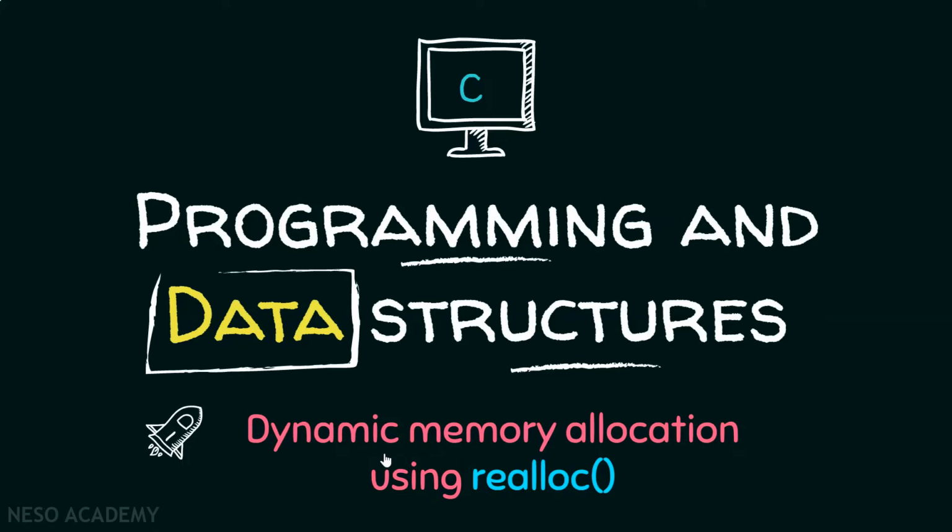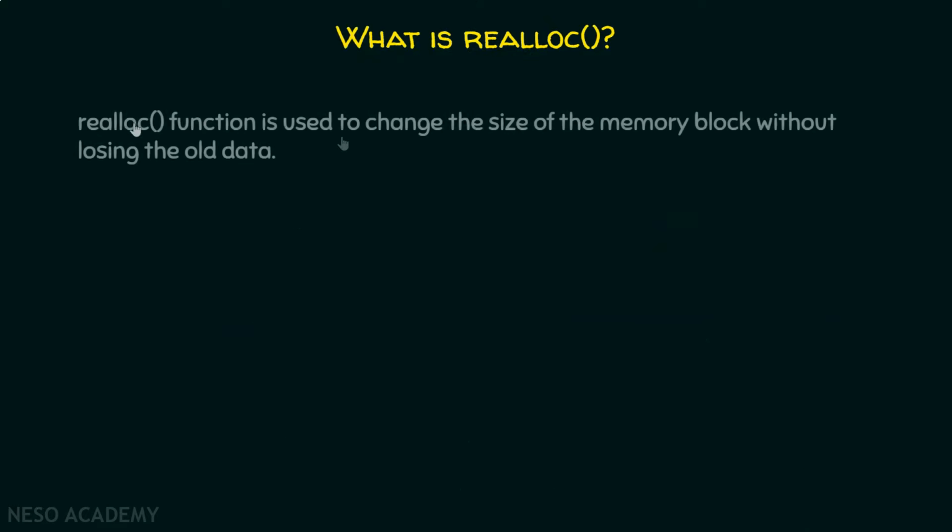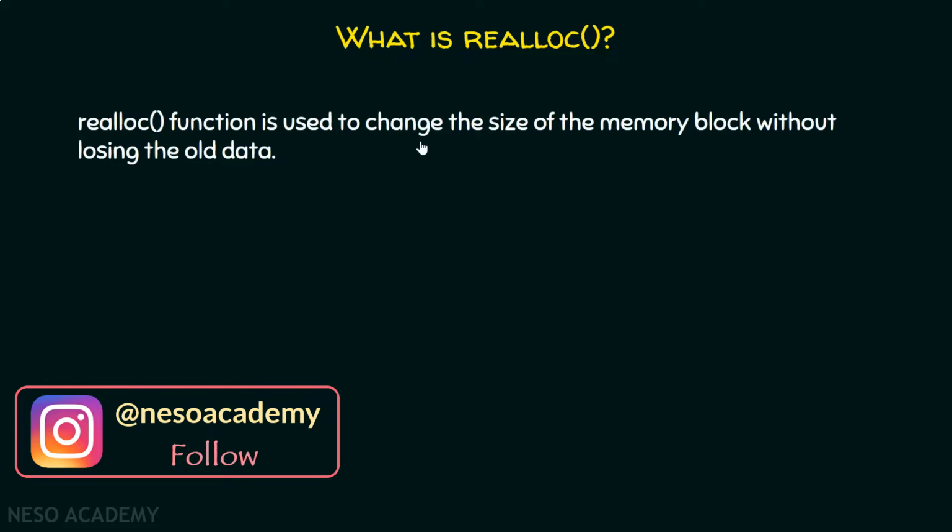In this presentation, we will try to understand how to dynamically allocate memory using realloc function. So let's get started. What is realloc, by the way? Realloc function is used to change the size of the memory block without losing the old data.